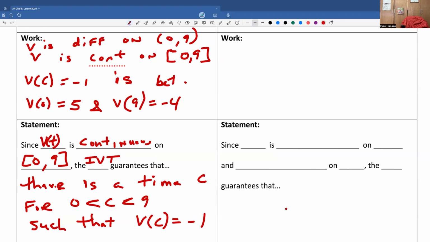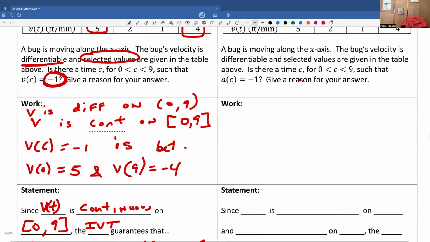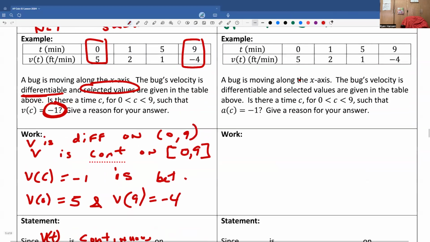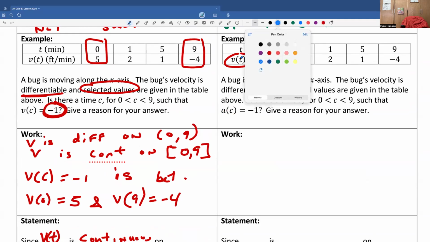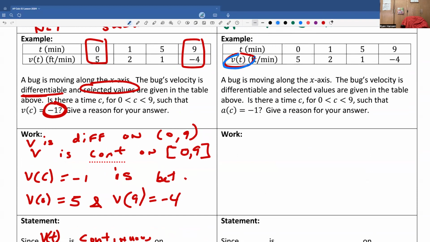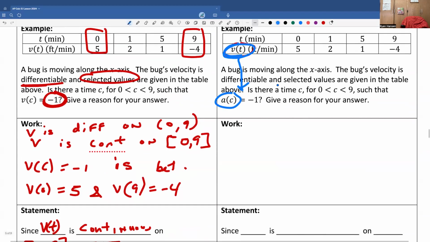Okay, let's compare that to the one on the other side. What was going on in that one? What was the table measuring? Velocity. What was the question? Acceleration. What's the connection? What's the derivative of velocity? Yeah. So this is the table. You're looking at a rate, velocity to acceleration. So what do you think this one's hinting at?